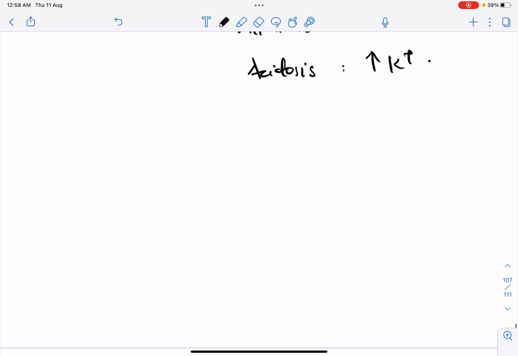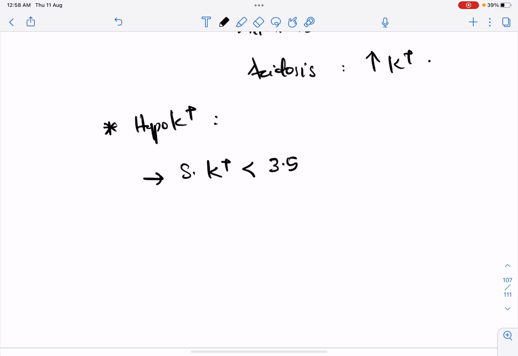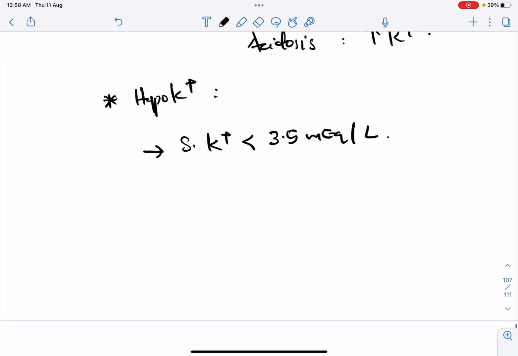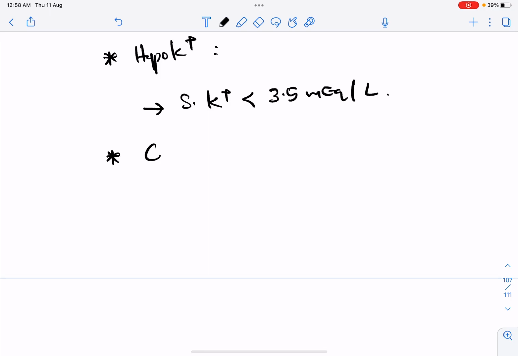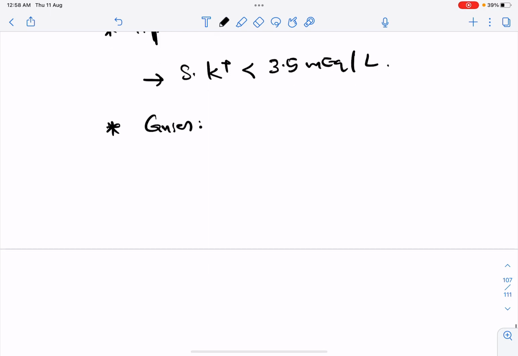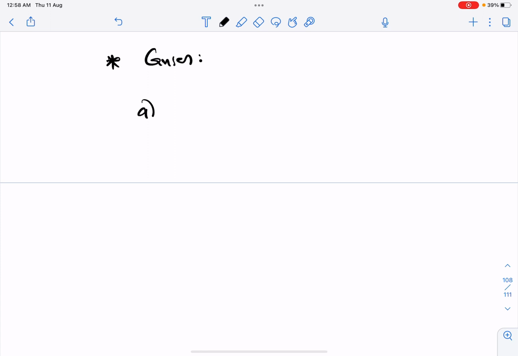Now moving on to our topic, hypokalemia proper. Hypokalemia is defined as a serum potassium concentration less than 3.5 milliequivalents per liter. Now let's quickly move on to the causes of hypokalemia. The major cause is transcellular shift.